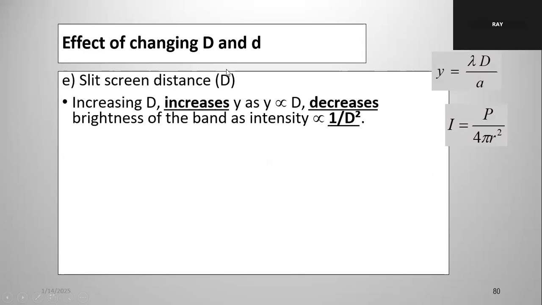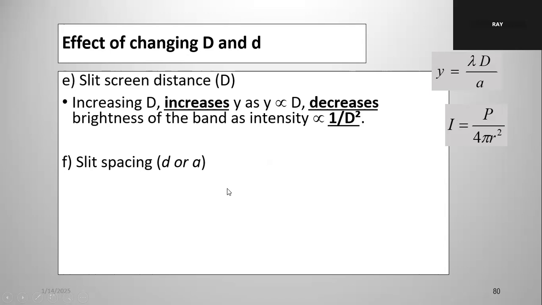Slit screen distance, capital D, increasing D, right? Increasing D, you increase Y. And increase D, that's your D, right? That's the distance. That's D. So if you increase D, you decrease the intensity.